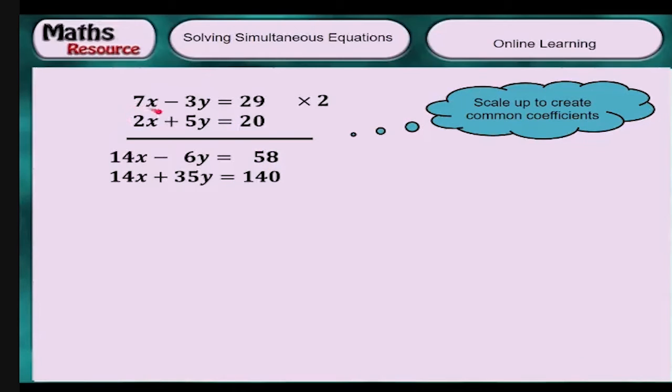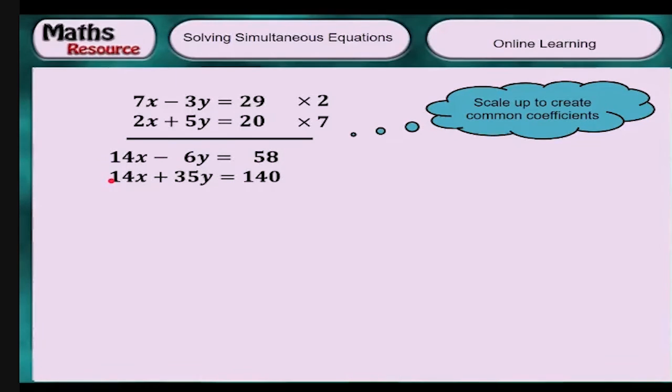I now need to get this 2x to a 14x. So I'm going to multiply that by 7. If I do my 2 times tables, up to 2 7s are 14. So now I've got that as 14. But because I've multiplied that by 7, I have to multiply everything else by 7. So 5 times 7, 35. 20 times 7, 140. Now I've got the same coefficient here, I can progress on to the next step.